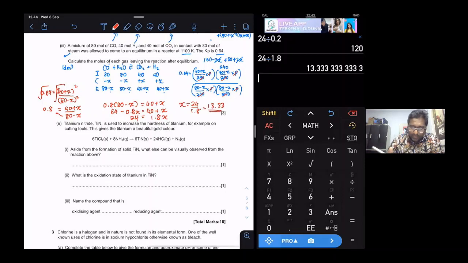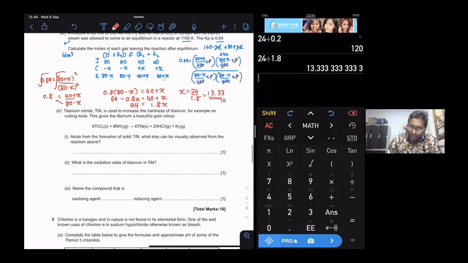So here, they are asking you to calculate the moles of each gas leaving the reaction after the equilibrium. So after the equilibrium, I just want to find out the moles. So for carbon monoxide, carbon monoxide is 80 minus x. So 80 minus 13.33, 80 minus answer, then it will give me 66.67. Or I just change it to three significant figures, 66.7.